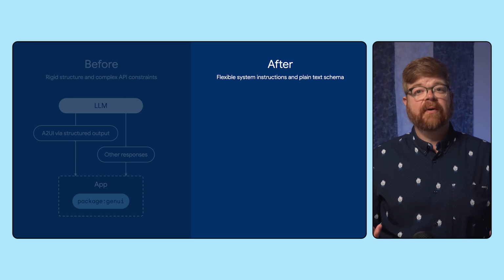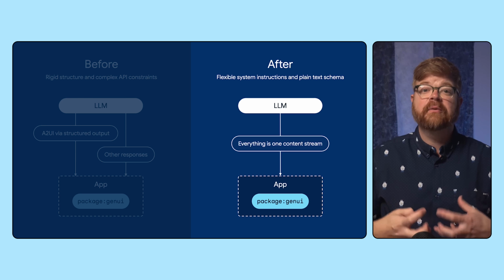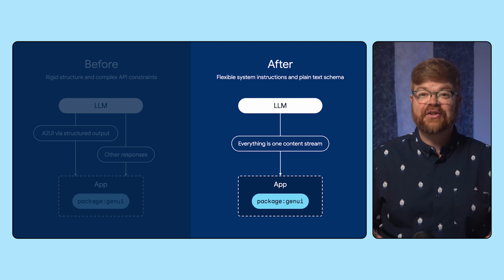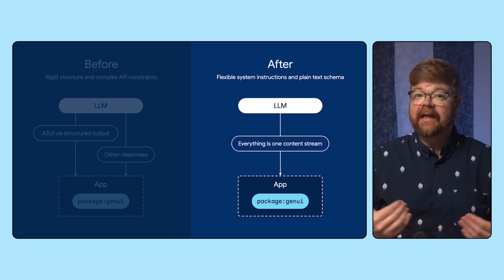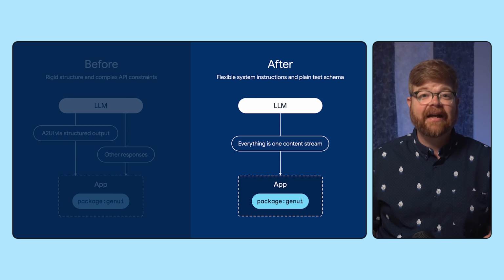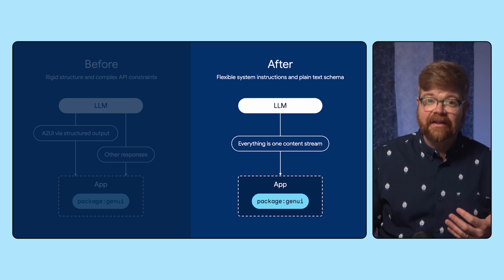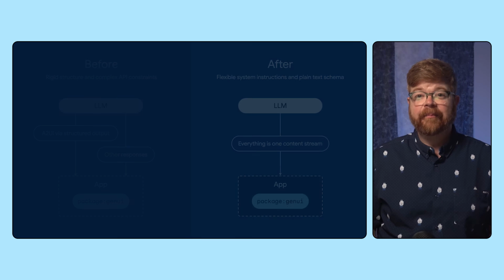The prompt-first approach shifts the source of truth back to where LLMs excel, system instructions. Instead of relying entirely on strict API toggles, the UI schema and instructions relating to A2UI are just added to the LLM system prompt as plain text. This change means responsibility for getting the right prompt into the agent's context window now rests with your app.